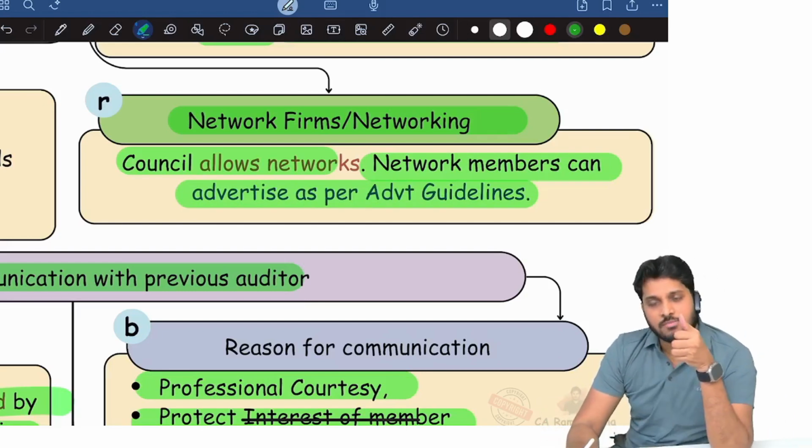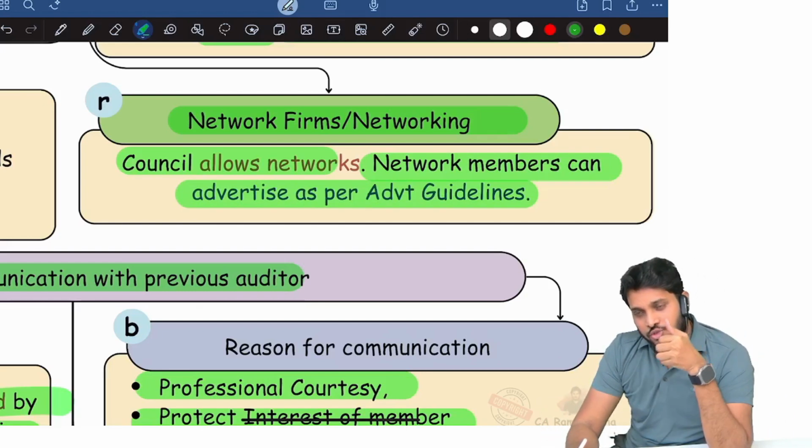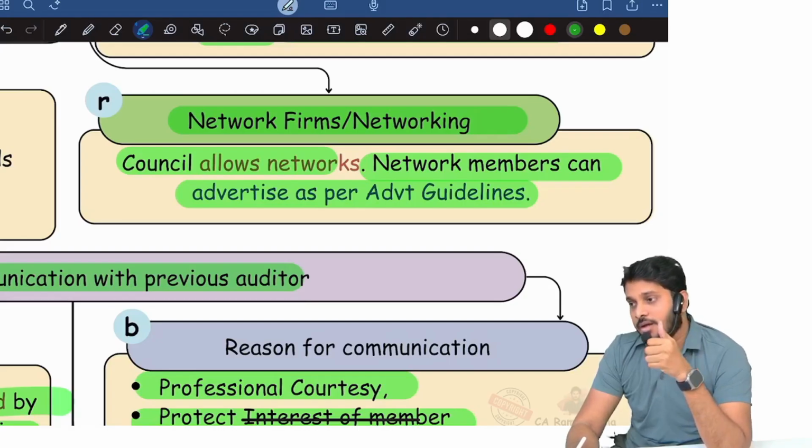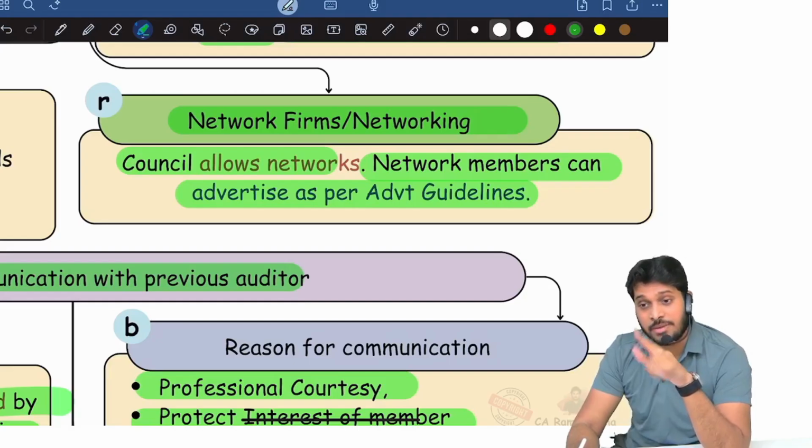Clause number 5. Solicitation of any work from a non-member, I mean non-employee, non-partner, is not permitted. Securing professional business through a non-member, non-employee, non-partner is not permitted, or by means not open to a CA. So if at all you are getting it through them, you are guilty.